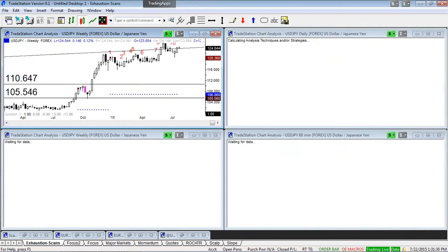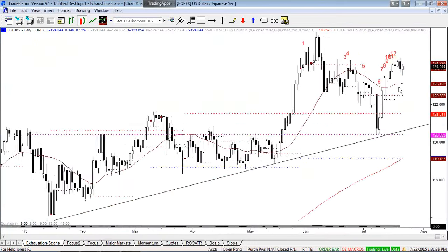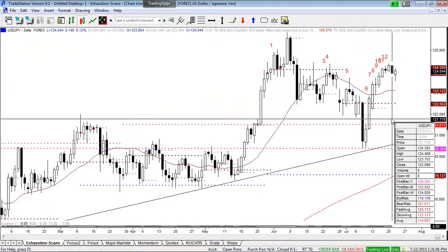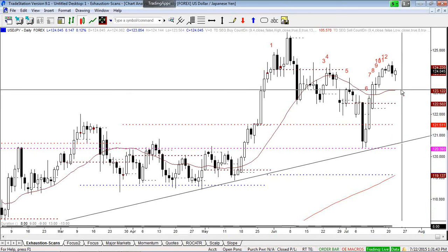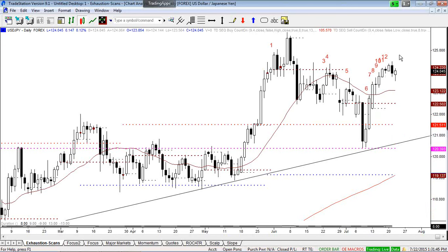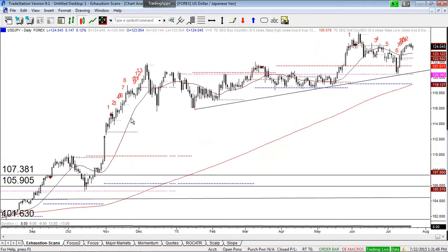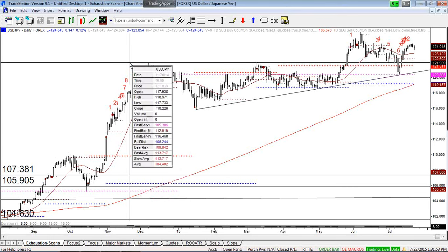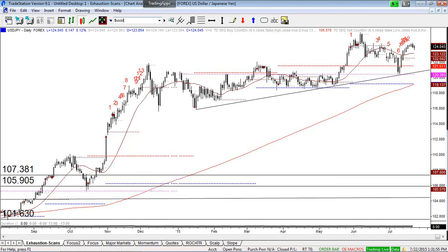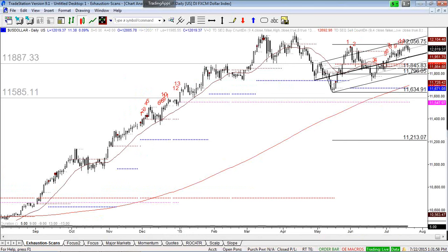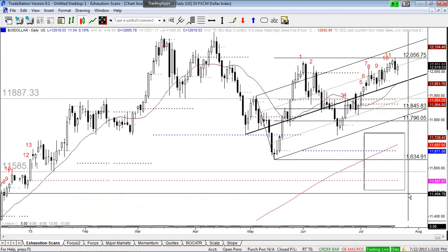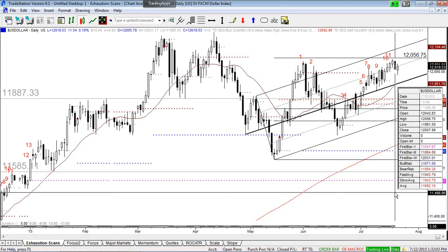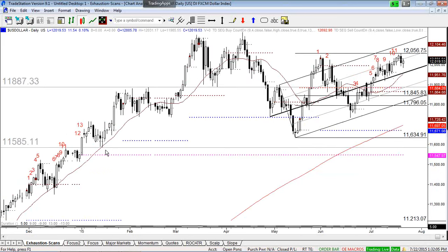Dollar yen also has a 12 count, and one more up day will give us a 13 count, so give us a sell signal on dollar yen. The last sell signal was actually about three days before the top in December. US dollar, we're going to get a sell signal potentially after a couple more up days. The last one didn't work out too well. It would have been here in very early January 2015.